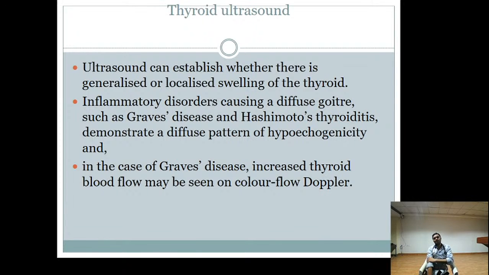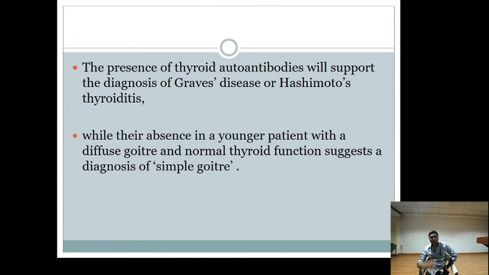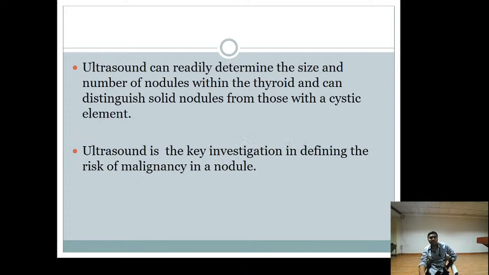Thyroid ultrasound. Ultrasound can establish whether the thyroid is generalized or localized swelling. Inflammatory disorders causing diffuse goiter such as Graves' disease and Hashimoto thyroiditis demonstrate a diffuse pattern of hypoechogenicity. In Graves' disease, there is also increased blood flow on color flow Doppler. The presence of thyroid autoantibodies will support the diagnosis of Graves' disease or Hashimoto's thyroiditis. Their absence in younger patient with diffuse goiter and normal thyroid function indicates diagnosis of simple goiter.